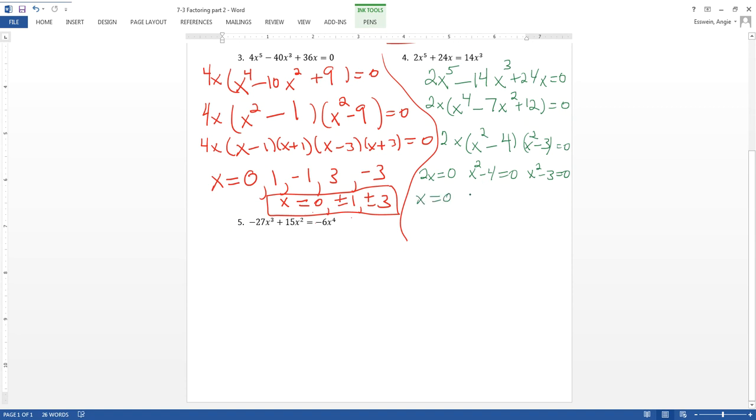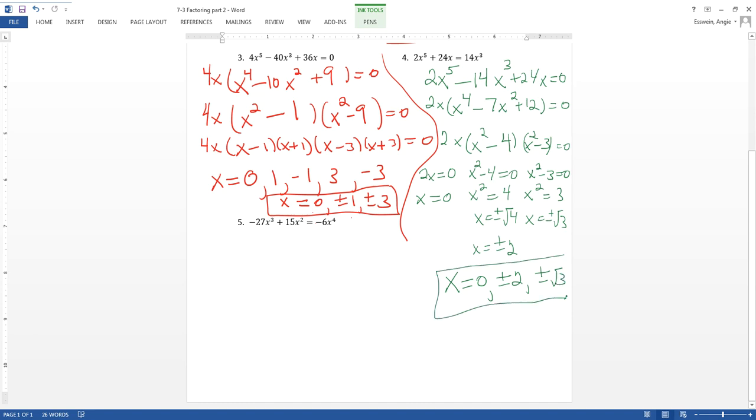That's one solution. If you solve this, you get x squared equals 4, and you take the square root of each side. So plus or minus the square root of 4, which is plus or minus 2. And the same thing happens here. So we get x equals plus or minus the square root of 3. And we leave it the square root of 3. So our bottom line here is that x is 0, or plus or minus 2, or plus or minus the square root of 3. So we've got 5 total solutions.